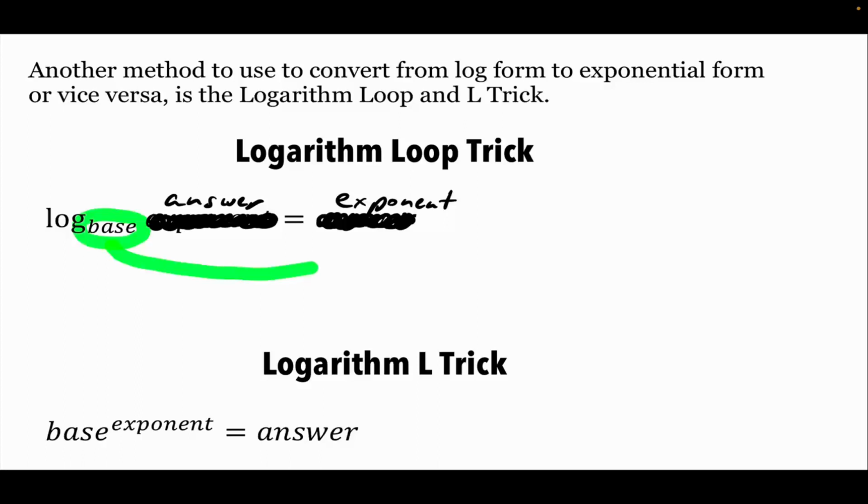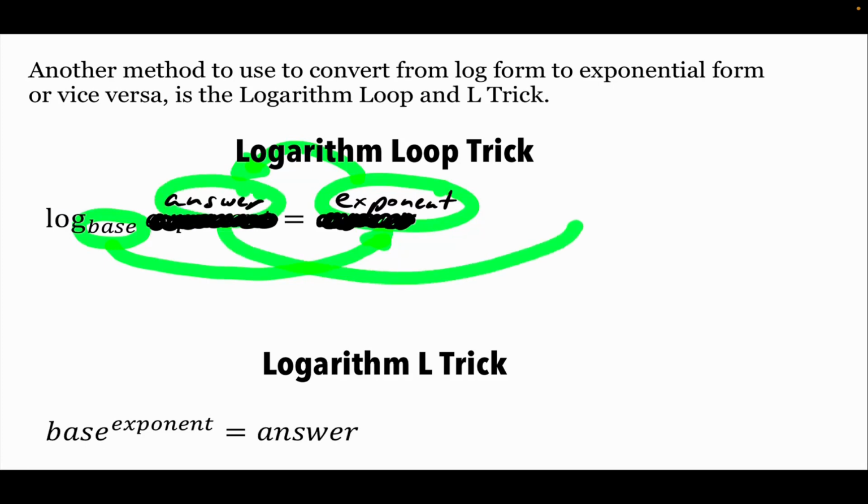Then we swing over to the exponent. Last thing we do is swing over to the answer. So what we did was we hit the base first, then we hit the exponent, and then the last thing we hit was the answer. It's called the loop trick. You go in a loop. That will get you from a log to an exponent. Okay? That'll get you from a log to an exponent.